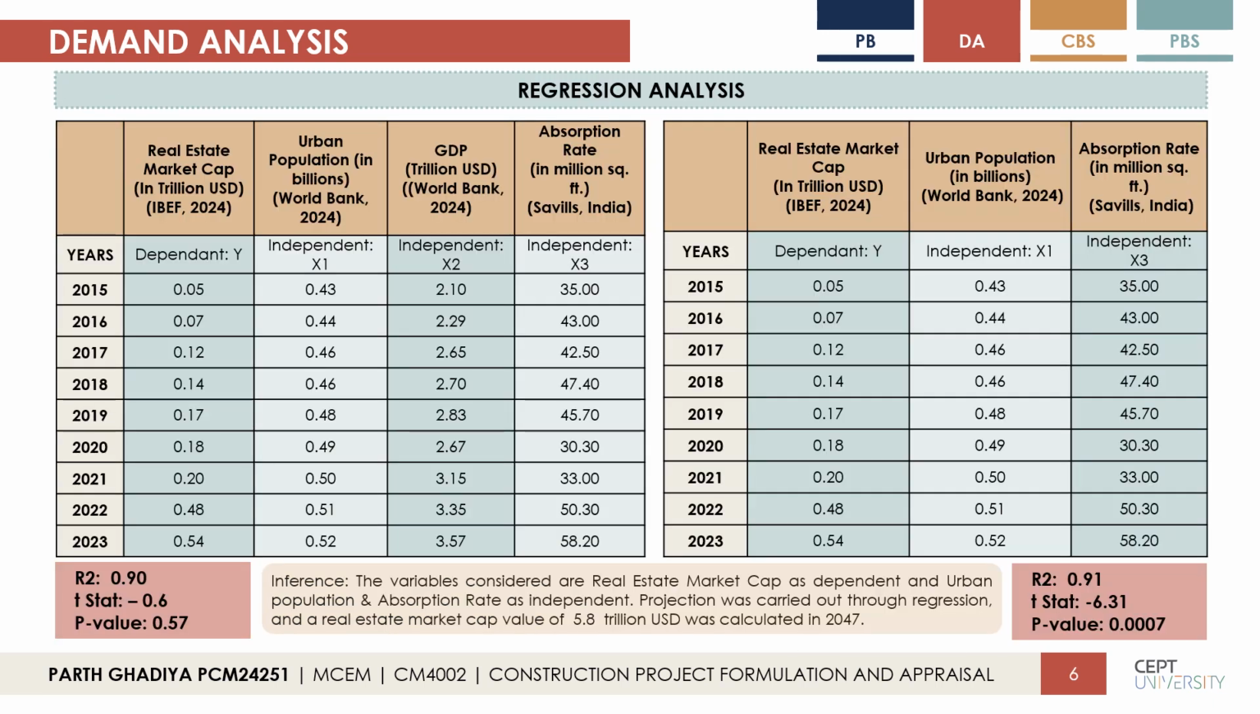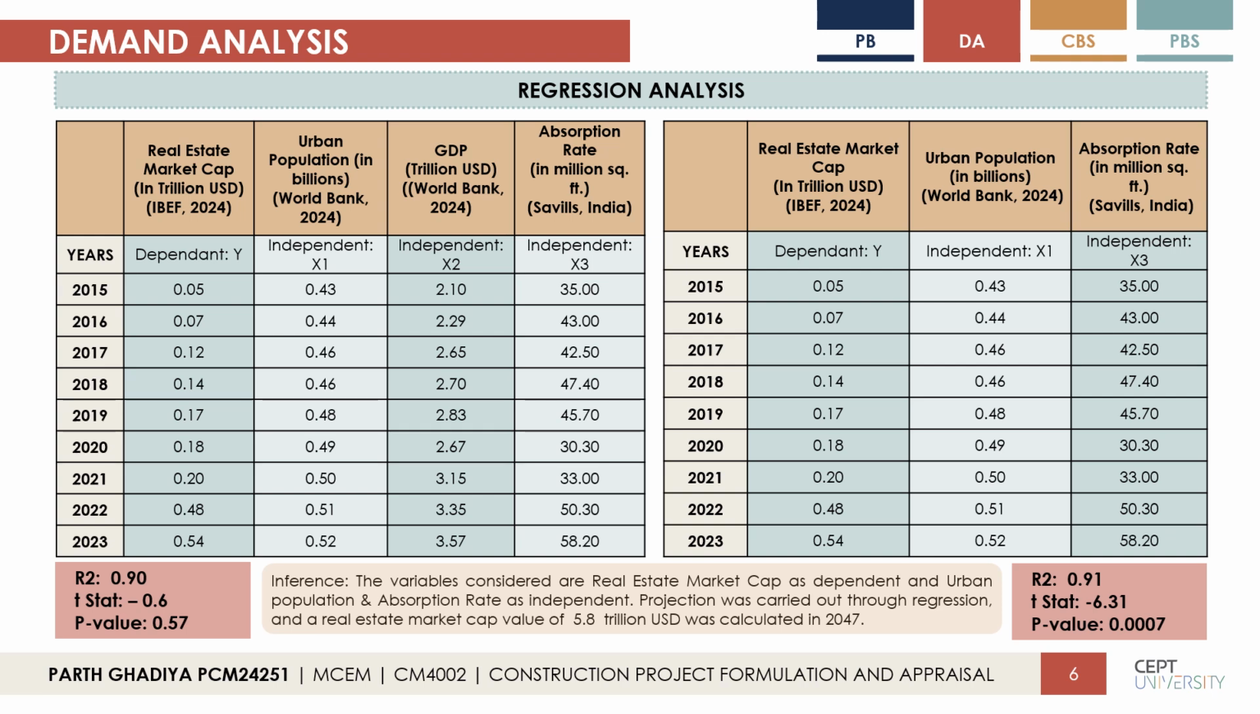This is the regression analysis to understand the relationship between the real estate market cap and its key drivers: urban population, GDP, and absorption rate. In the regression model, I consider real estate market cap as the dependent variable and the urban population, GDP, and the absorption rate as the independent variables. I prepared two regression models.